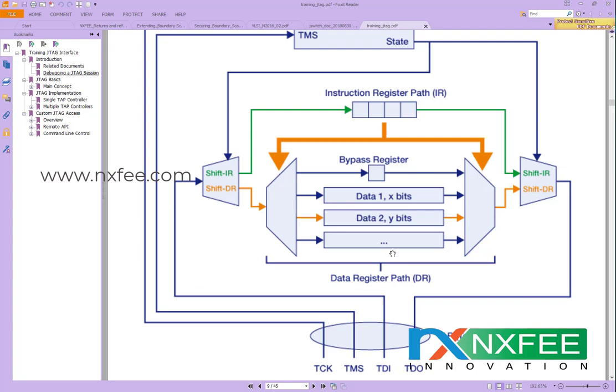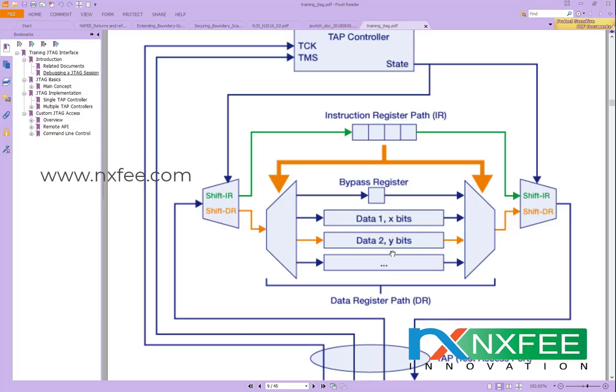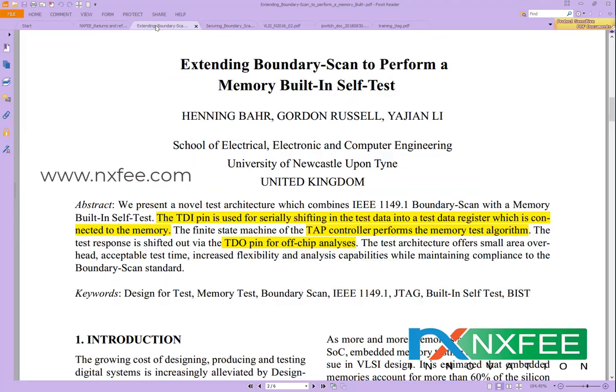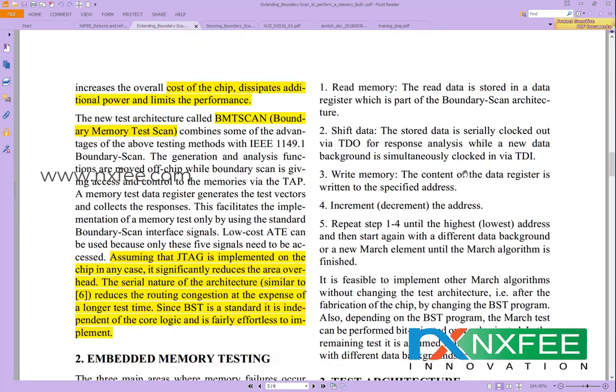In between, it has a TAP controller, registers, and BMT memories. This proposed architecture reproduces this JTAG method with MBIST operations, and that is given in this paper: extending boundary scan to perform a memory built-in self-test using JTAG operations.